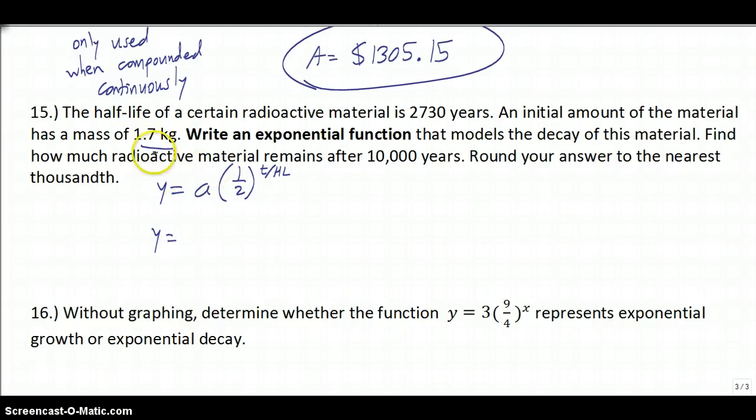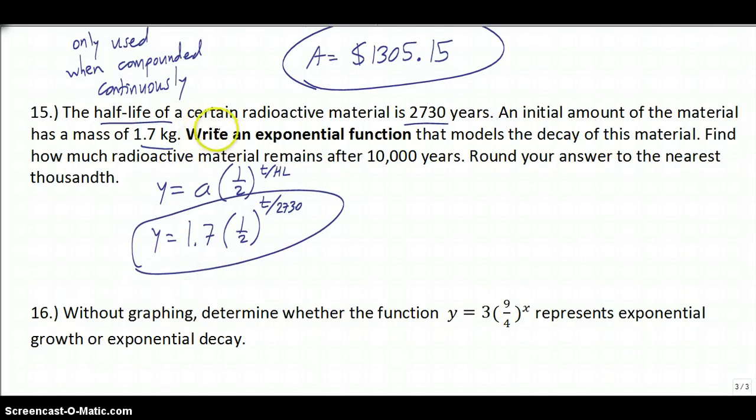So how much are we starting with? 1.7 kilograms. 1/2. Why is it always 1/2? Because it's half-life. Crazy, I know. We're going to leave T for now because we just want the function. Divided by the half-life, which is 2730. So there's your function. That's that first part. We just checked that off, okay?